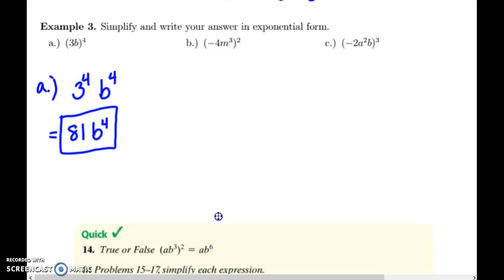And then part B, negative 4 m cubed all squared. So we need to square each factor inside our parentheses. The negative 4 is going to get squared, and then the m cubed is going to get squared. Writing it like that may be confusing, but this is what you're thinking, that you're squaring each factor. So the negative 4 squared would be a positive 16, right? Whenever you square something, you get a positive. And then for the m's, we're using the power rule where you multiply exponents. So 3 times 2 is 6, so this is m to the 6th.